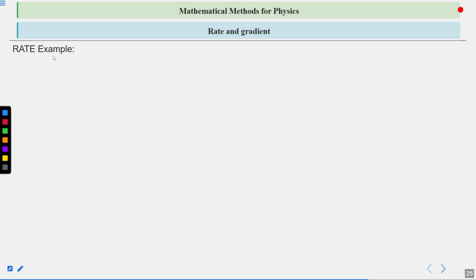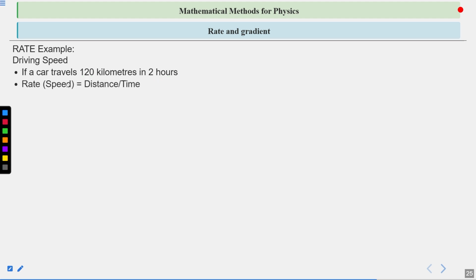Example, driving speed. If a car travels 120 kilometers in 2 hours, what will be the rate? So distance divided by time. So that is rate. Yes or no? Distance is 120 and time is 2 hours. We convert 2 hours in seconds. Second is the SI unit of speed. Clear?